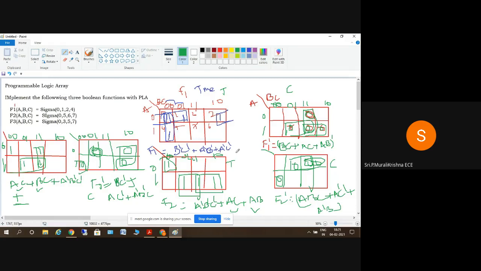And A bar C bar, we have only once, in F2 bar, but not in the true form or complement form of F3. Whereas take the second one, BC plus AC plus AB. We have AC plus AB in F2 here, so F2 has AC plus AB. And we have AC plus BC in F3. Yes or no?